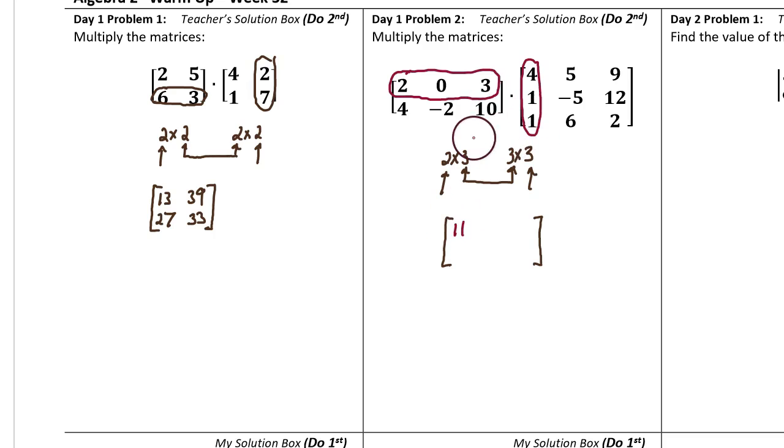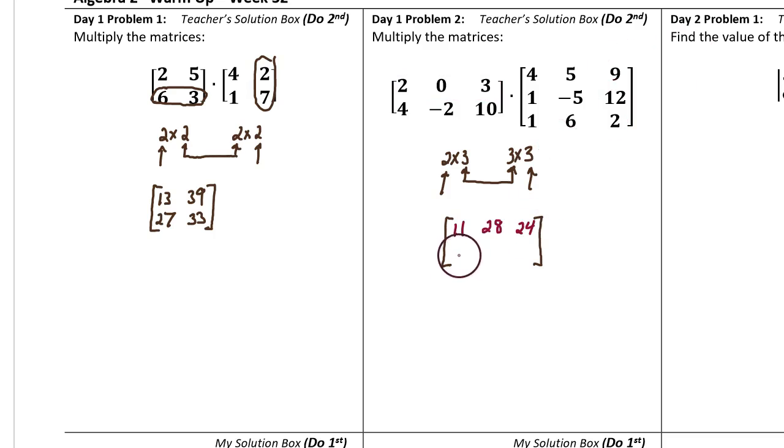That makes 11. To get the number in the top middle position, we take that top row and times by the middle column. 2 times 5 is 10, plus 0 times negative 5 is still 10, plus 3 times 6, 18. That makes 28. To get the number in the top right position, we take the top row times this column. 2 times 9 is 18, plus 0 times 12, that's still 18, plus 3 times 2 is 6. That makes 24.